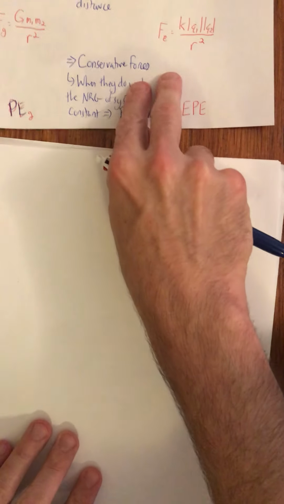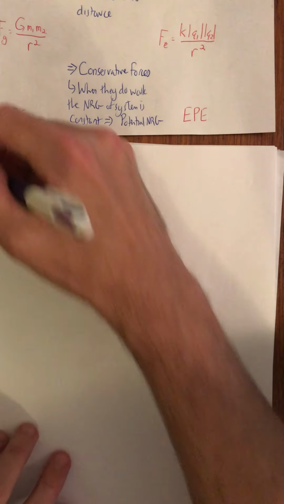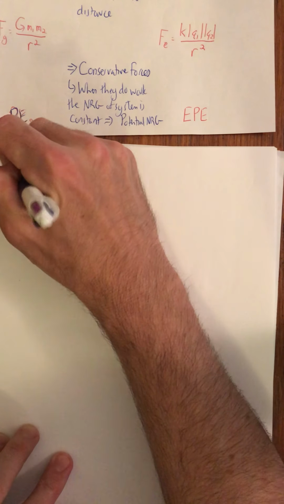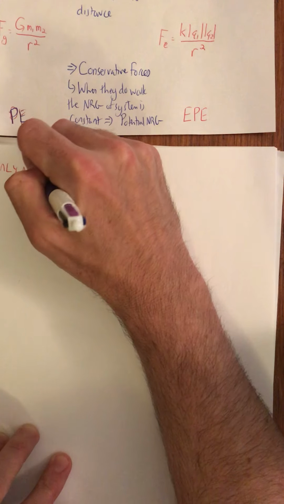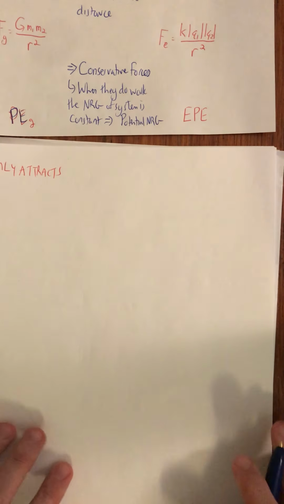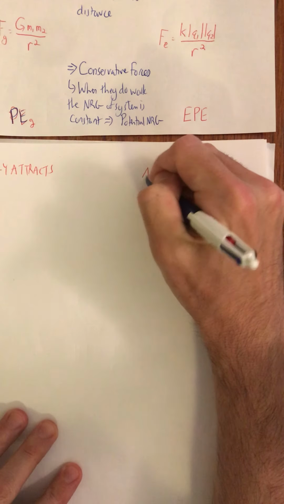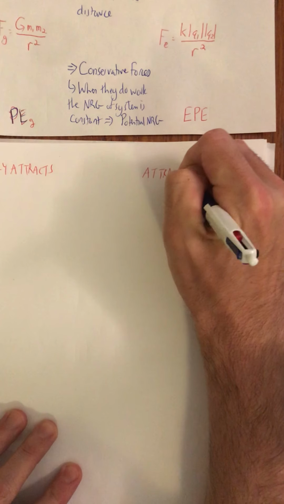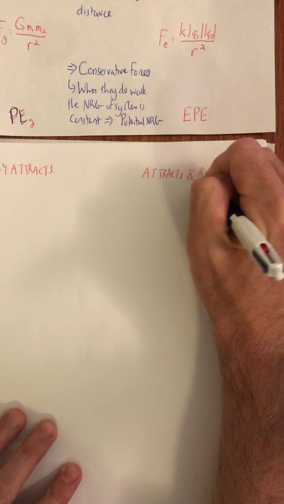Now, what other ways are these two forces different or similar? Well, a really important difference is gravity only attracts, whereas the electrostatic force attracts and repels.